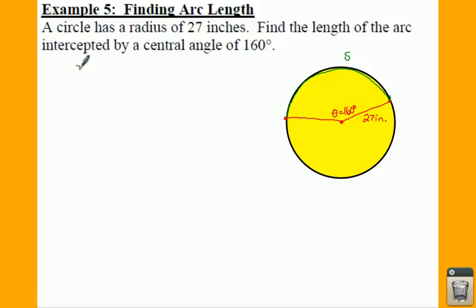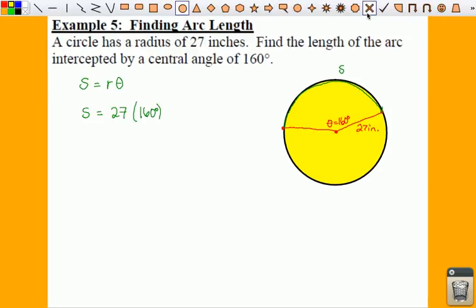So we're going to use the formula S equals R theta, and we're going to plug in some values. If we're trying to find S, we know our R is going to be 27 inches. The problem is, if you multiply by 160 degrees, that doesn't make sense. You're going to take 27 inches times degrees. That is a no-no, and there are going to be multiple people who do this because they didn't watch the notes.